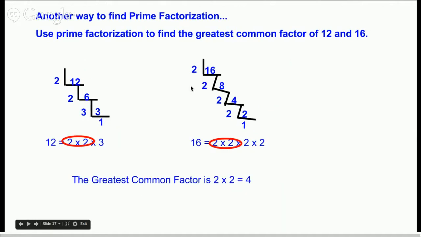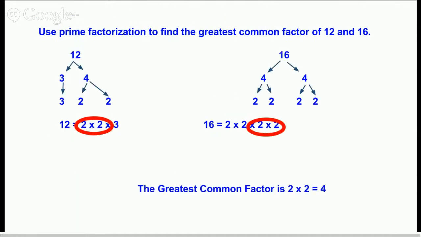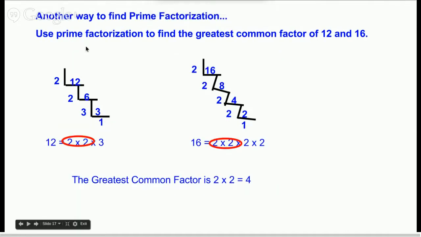You could also use the staircase method. So you could use this or this. Both will get you the correct answer. So you take this number divided by 2, gives you 6, divided by 2, gives you 3, divided by 3, gives you 1. You're left with 2 times 2 times 3.